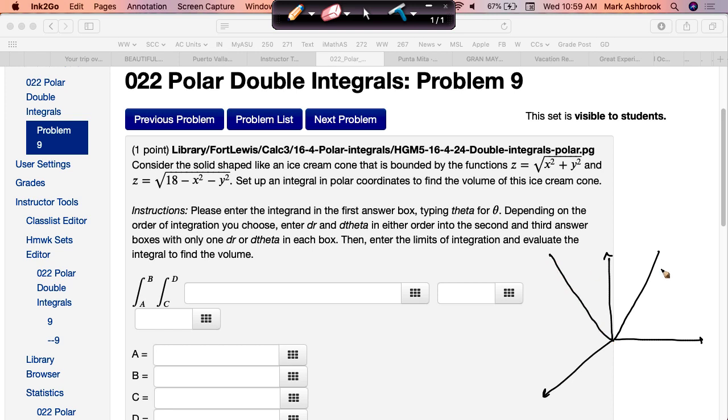Okay, so we have a cone, that's z equals square root of x squared plus y squared. And then z equals square root of 18 minus x squared minus y squared. What is that? That's the top half of a sphere, right? If we square both sides and move the x squareds and y squareds over, then we have a sphere of radius, what? Root 18.